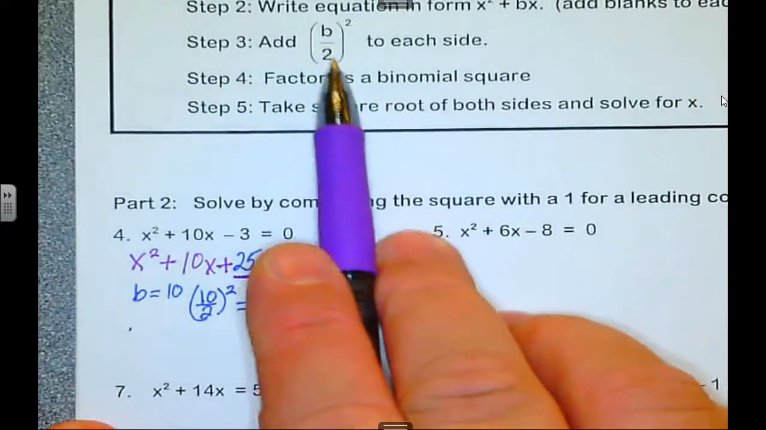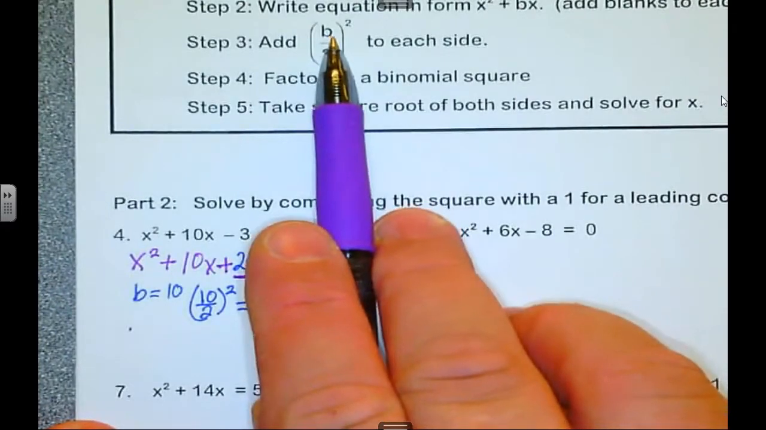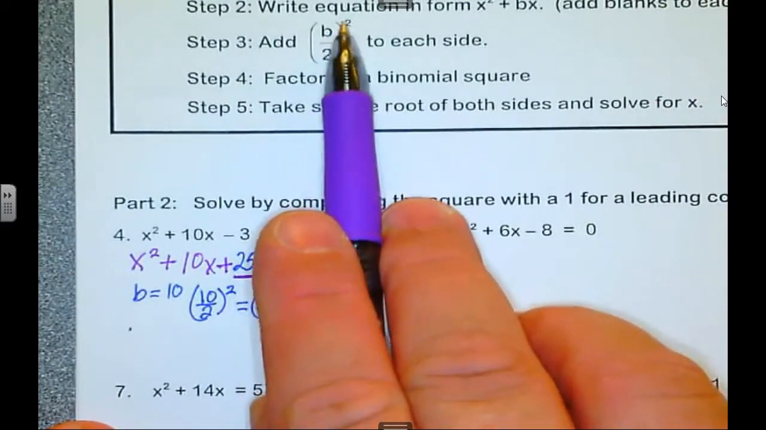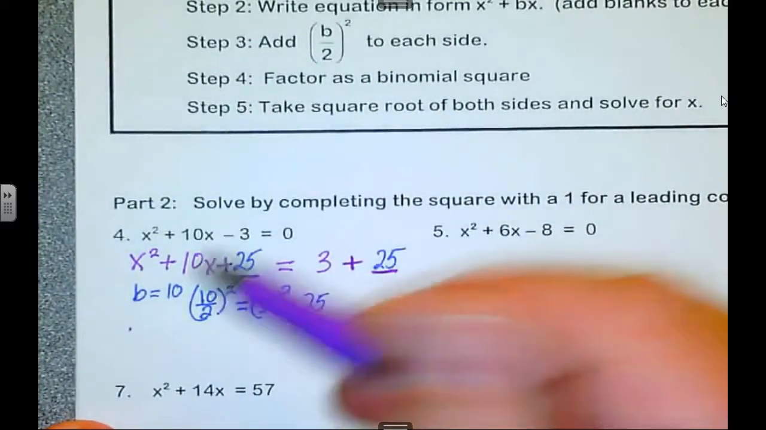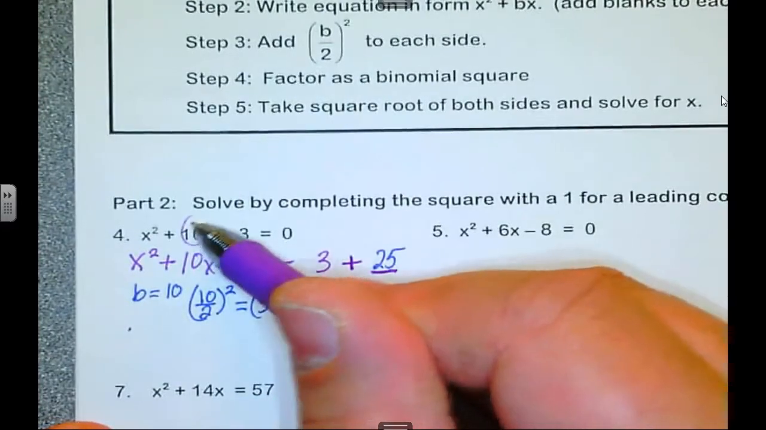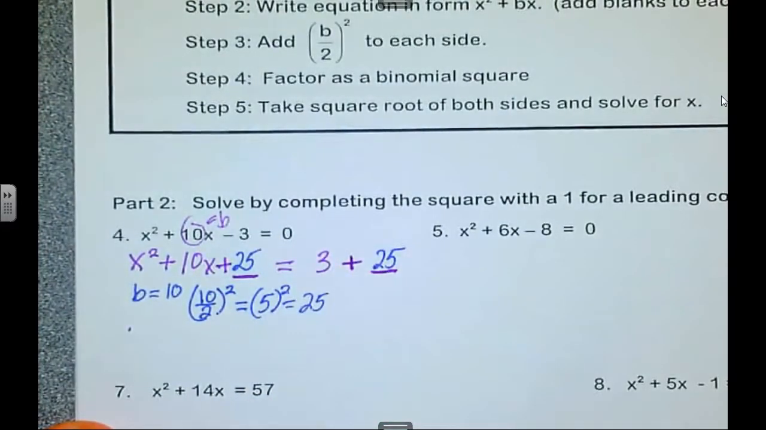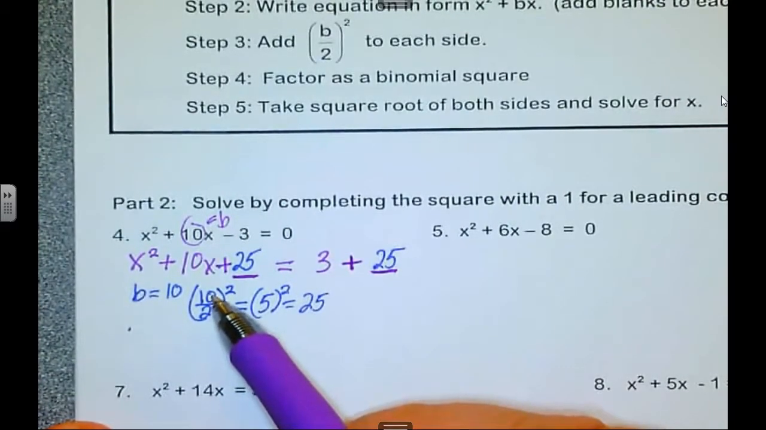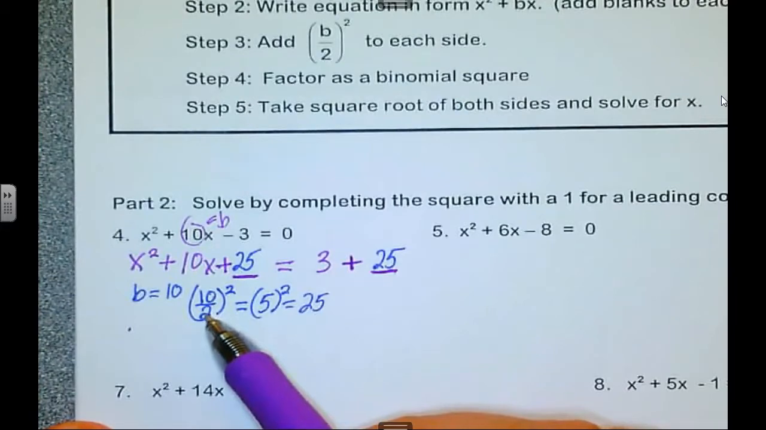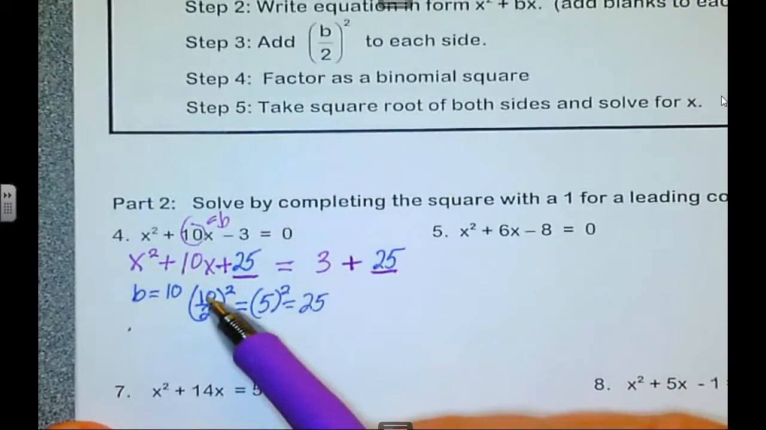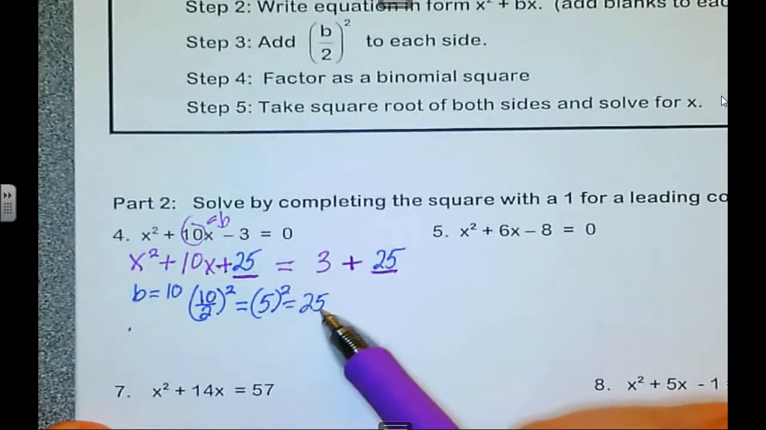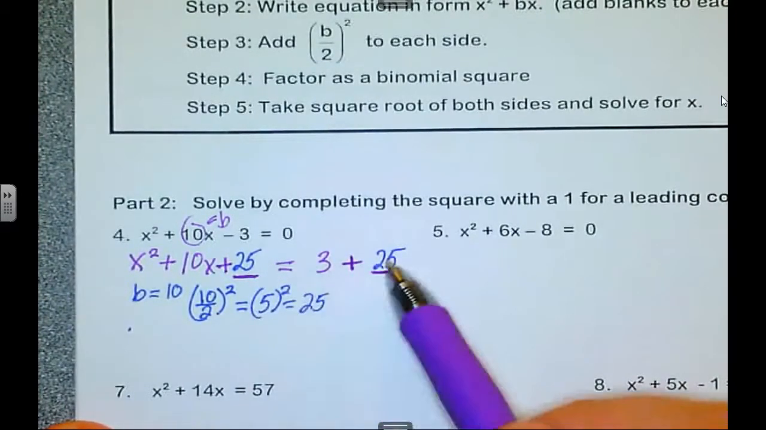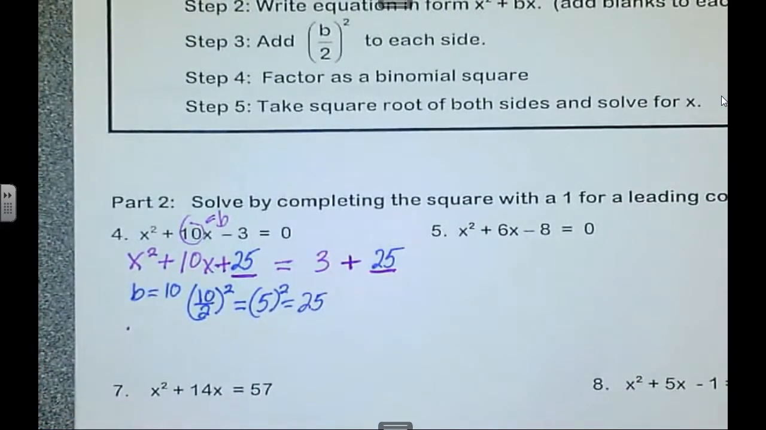I'm taking my b, I'm taking half of b, squaring it, and I'm adding it to each side. My b, the coefficient of x, that's my b. With me? Okay. So I'm going to take my b, divide it by 2, and then square it. So 10 divided by 2 is 5, and I'm going to square it. 25. That's what I add to each side, because I got to keep it balanced.